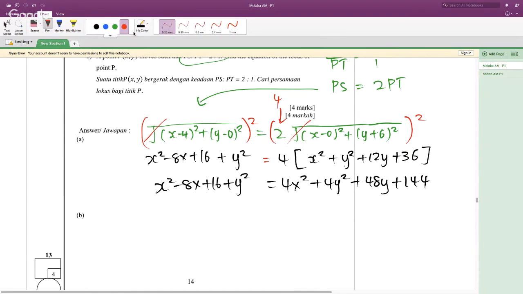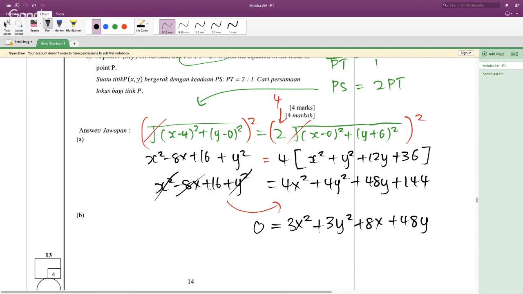So this is x squared minus 8x plus 16 plus y squared. Then I will move whatever from this side to the other side. First I move the x squared: 4x squared minus x squared will become 3x squared. Then I move the y squared: minus y squared gives 3y squared. There's no y term on the left, so I move the negative 8x to become positive 8x. And then I write the 48y. And then I solve the numbers on this side, so you will get 128. Yep, this is how we form the equation of locus.